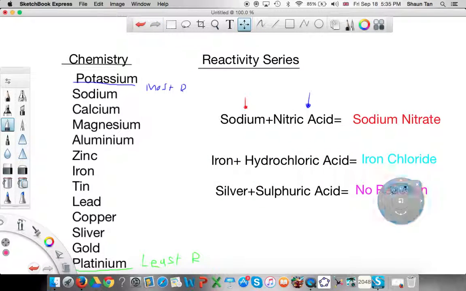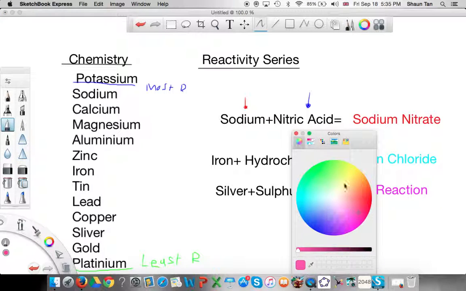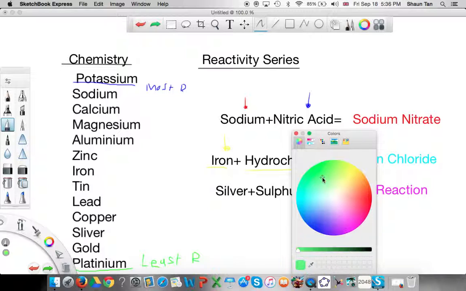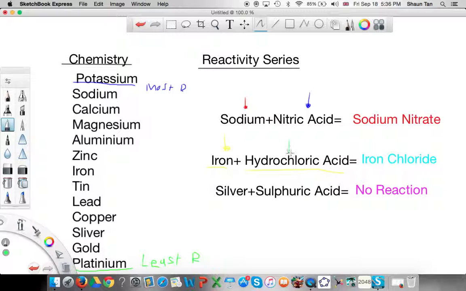And the reason for this is because, as I said, silver is an unreactive metal, so it will not react with the sulfuric acid. Oh yes, and as I said in the previous example, you will have iron chloride because this iron comes from the metal we used, and the chloride comes from the hydrochloric acid that we use.